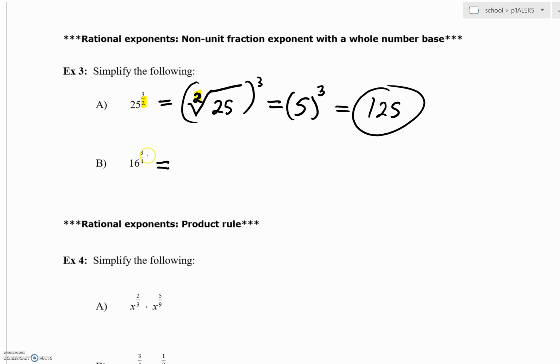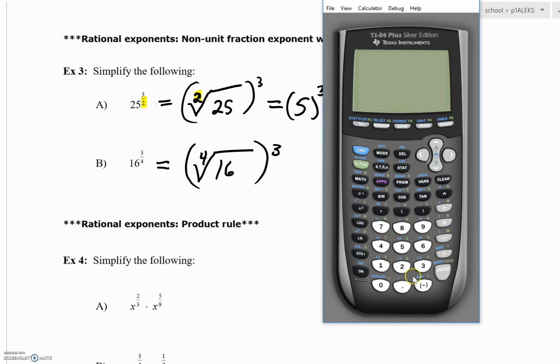This next problem right here. You've got 16 to the 3/4. What kind of a root is it? It's a 4th root. It's the 4th root of 16, and then you can bump your 3 up. Now, here's where, if you were absent yesterday, we can show you real quickly how to get a 4th root on your calculator. So, obviously you don't see a 4th root on the faceplate of the calculator.